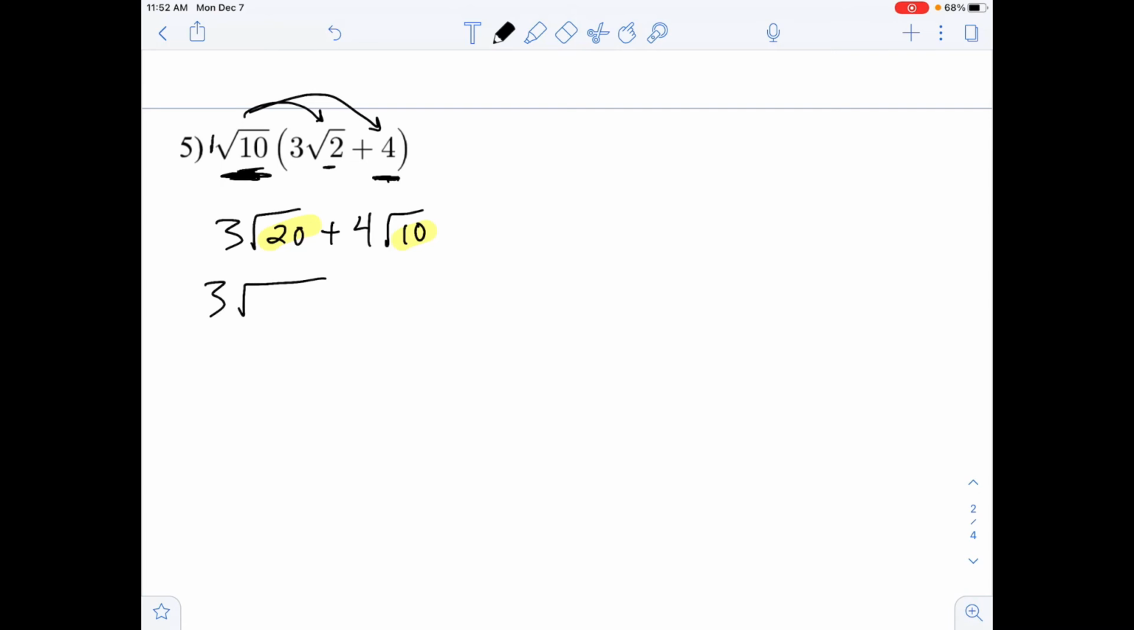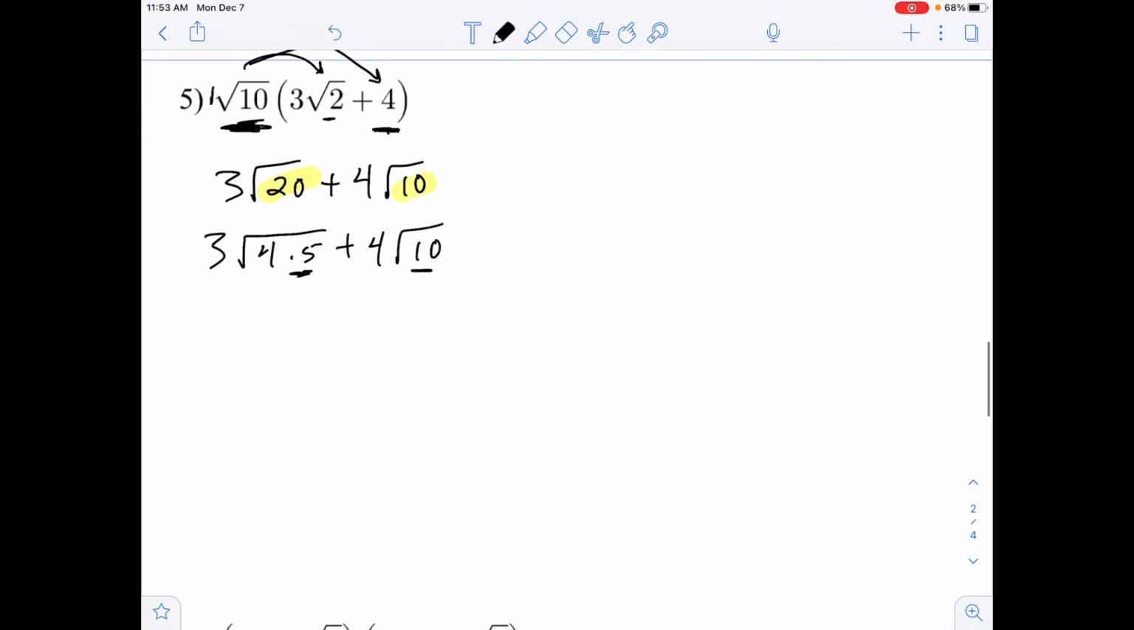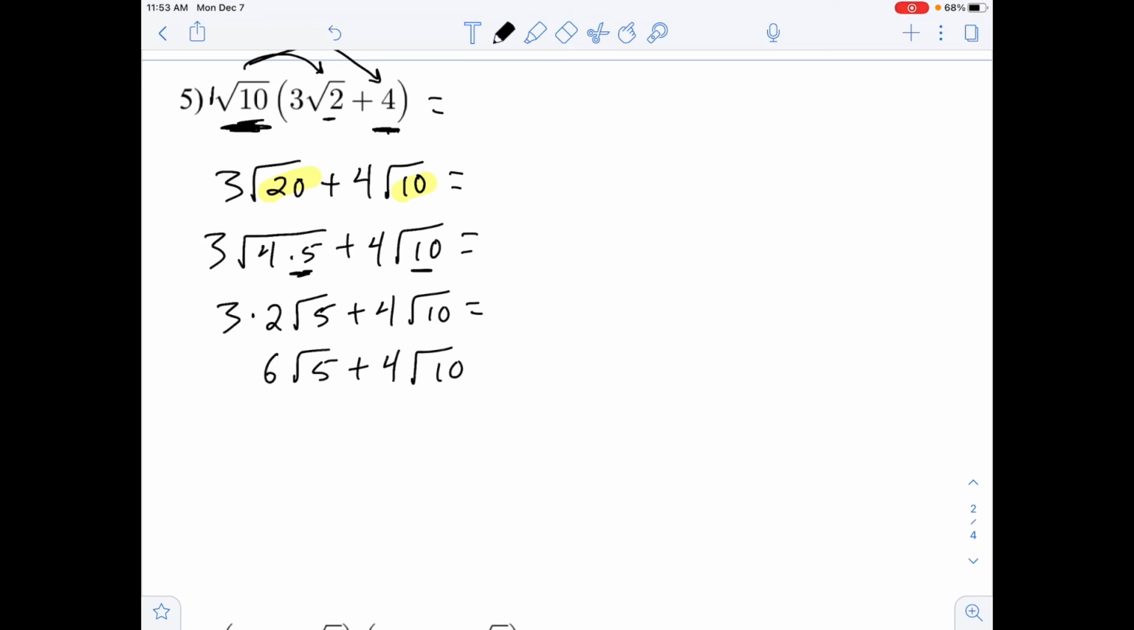So this would be 3 times the square root of 4 times 5 plus, and there's nothing we can do with the square root of 10. So we already know that these are not going to be the same, which is okay. We're just going to simplify as much as possible. So this would be 3 times 2 square roots of 5 plus 4 square roots of 10. Of course, I keep neglecting my equal signs. So this would become 6 square roots of 5 plus 4 square roots of 10. And there's nothing else we can do with that. So this is the simplified answer. There's nothing more we can do with that.